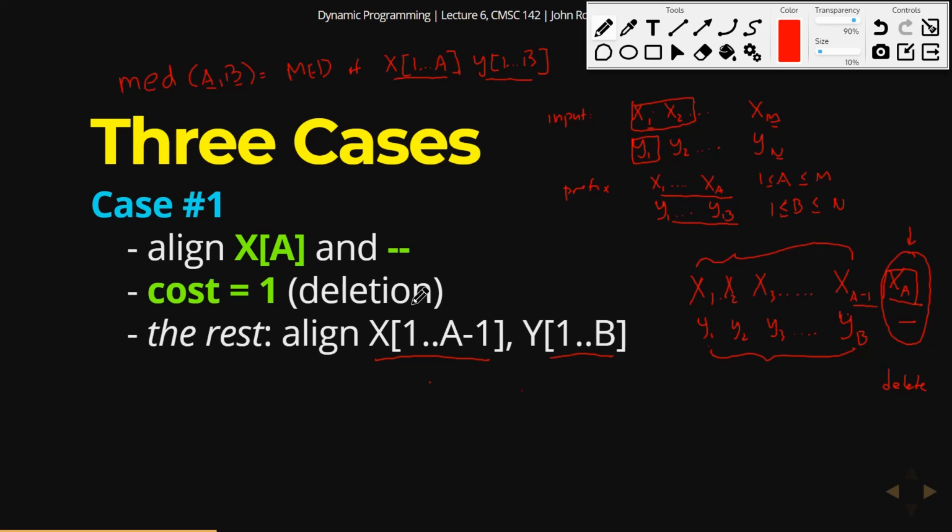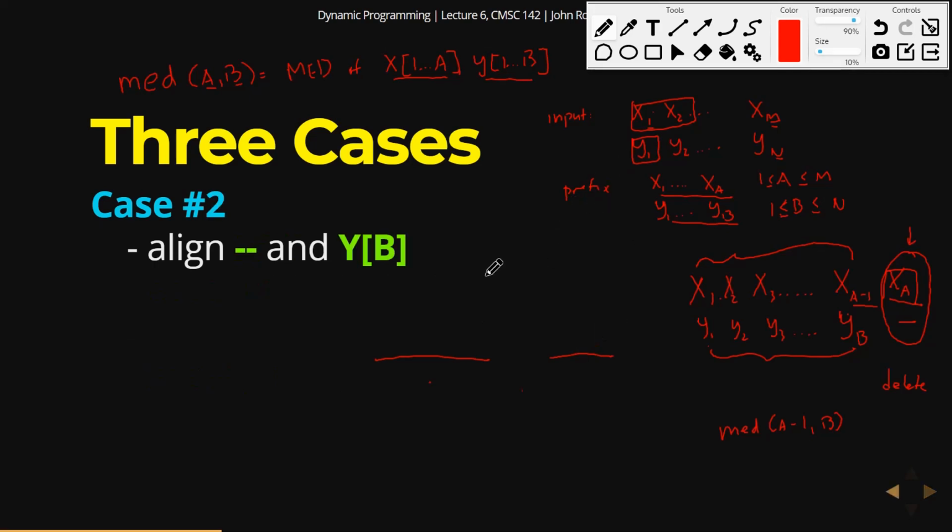And what is this in terms of our equation MED here? So this is actually minimum edit distance from a minus 1 to b. Okay? So minimum edit distance of a minus 1, b. Because we need to align the rest of x without xa, and then the full y to b. Because we did not take anything from y, because we just aligned it with a blank. So that is the first test case.